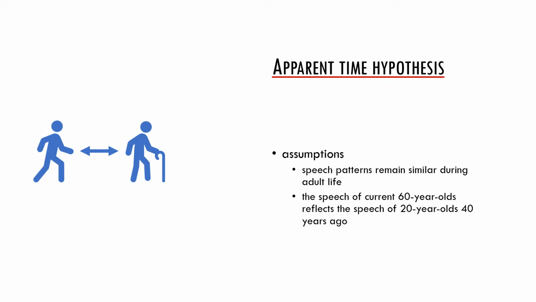This approach to language change is based on the assumption that the speech patterns of a certain individual remain constant during the adult life. If this assumption would be true, it would mean that we may say that the speech of current 60-year-olds is the same as the speech of 20-year-olds 40 years ago. This would mean that if we would, for example, compare the speech patterns of current 60-year-olds with current 20-year-olds, we would see the change in the speech patterns of young adult speakers during the last 40 years.